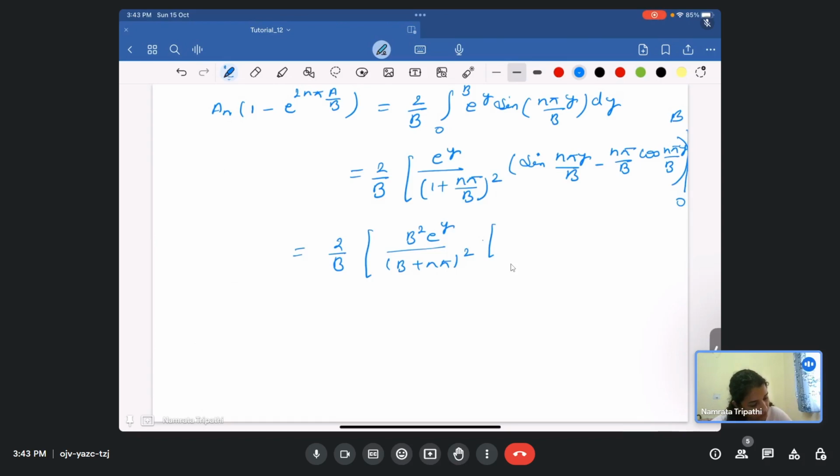So after substituting, this will become the upper limit. This will become e to the power b. And after substituting b here, you will get 0, and at 0 the sine term is also 0. So the term will be left with n pi b cos n pi, which is minus 1 to the power n, plus, at 0, we will be left with this term. Fine.